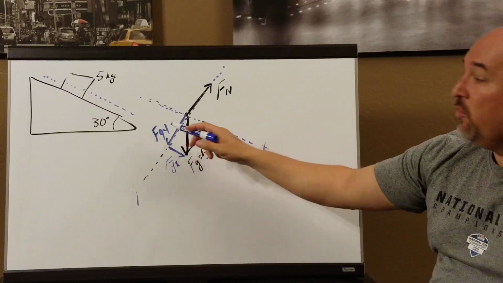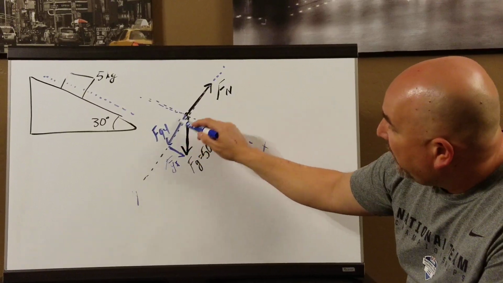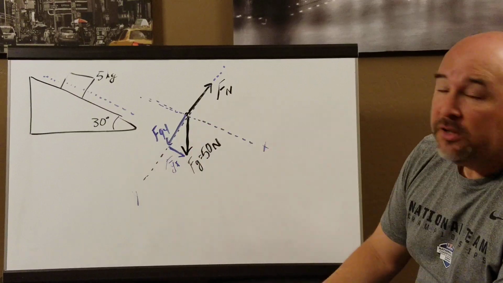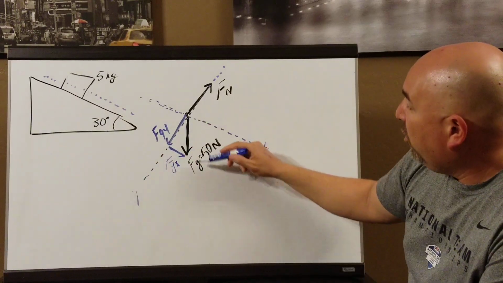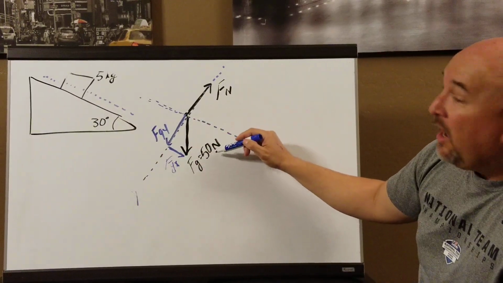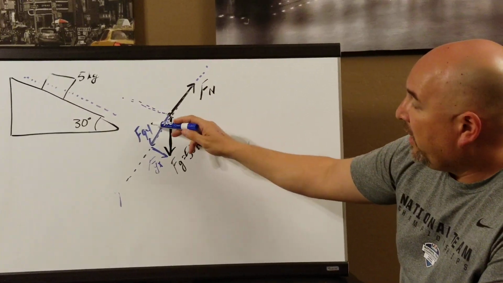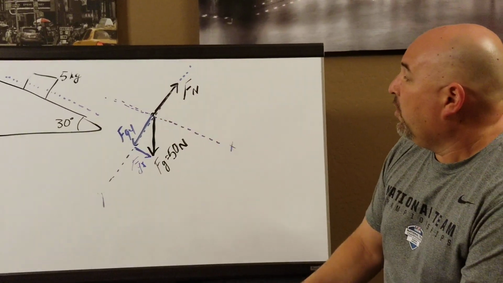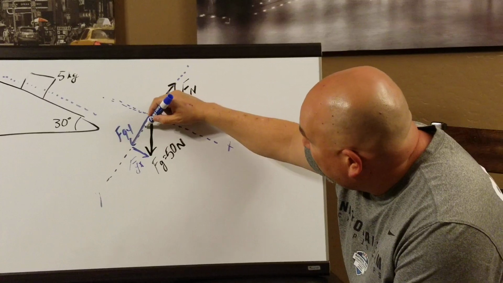I can figure out my FGY. This part right here makes a right triangle. So since that makes a right triangle, we can go through and figure out, knowing that my hypotenuse is 50 newtons, I can use sine, cosine, tangent to figure out my FGY and my FGX. So my angle is this angle right here.